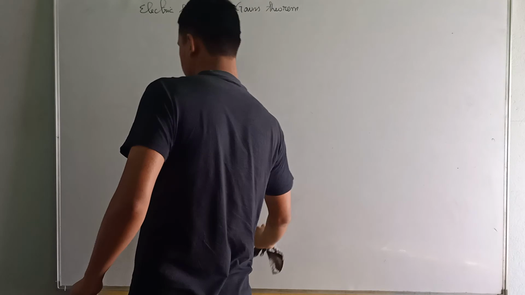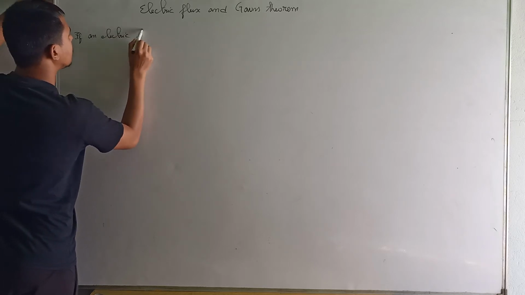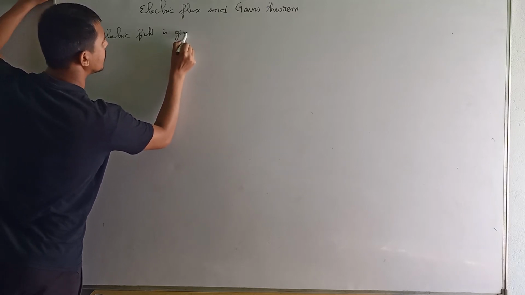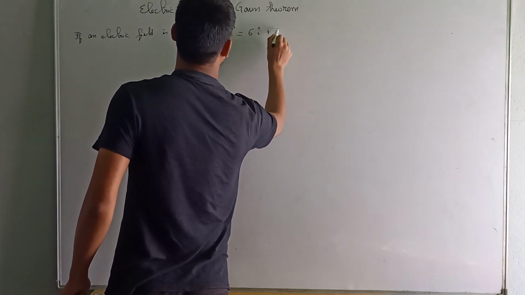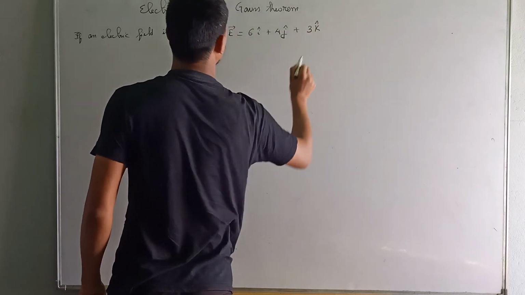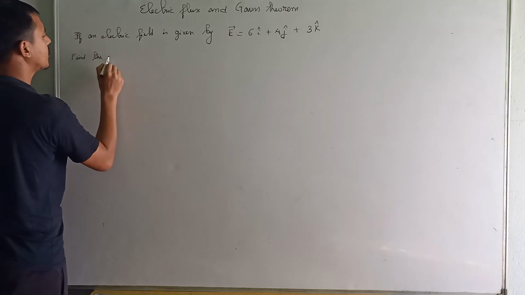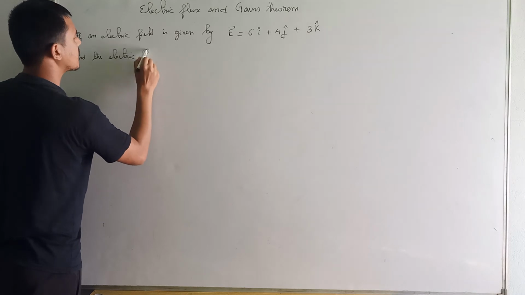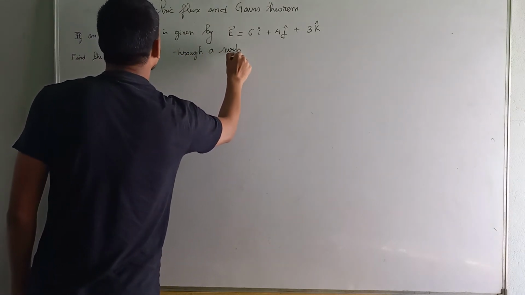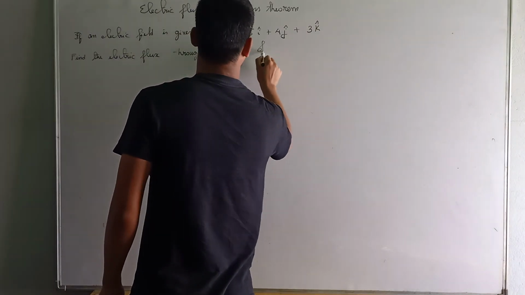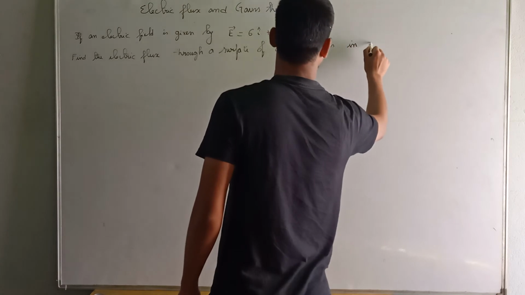So the next question. Suppose an electric field is given by E equals 6I cap plus 4J cap plus 3K cap. Is that okay? Find the electric flux through a surface of area 20 units in the YZ plane.